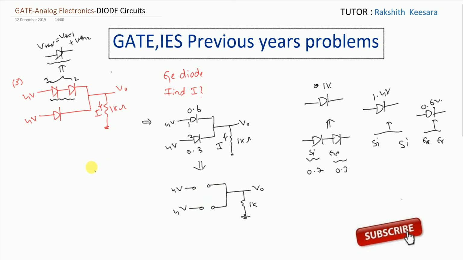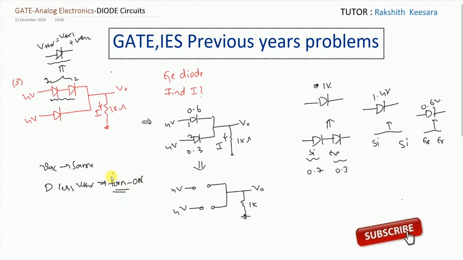So it comes under case 3. When both diodes are having the same voltage across them, if VAC is the same, then the diode which is having less threshold voltage will turn on first.